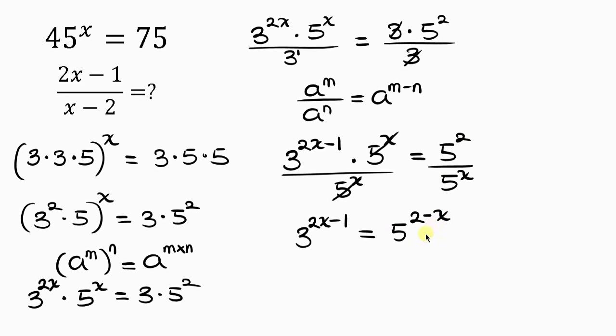Our next step will be for us to take the log of both sides. I'm not just going to be taking just any log, but I'll be taking the log base 3 of both sides. So I'll take the log of 3 to the 2x minus 1, base 3. Remember, I'm taking the log base 3 of both sides, equal to, I'll do the same thing here, log of 5 to the 2 minus x, base 3.